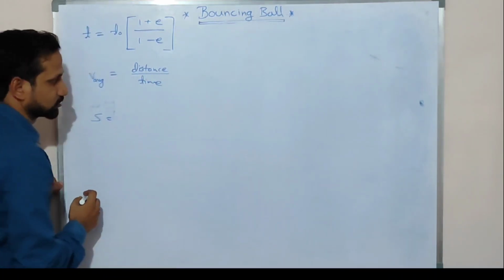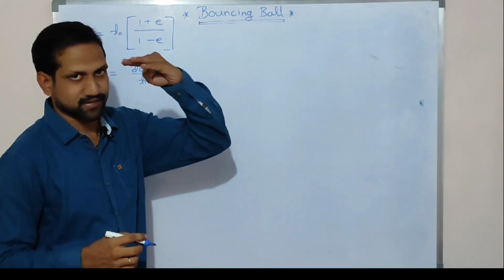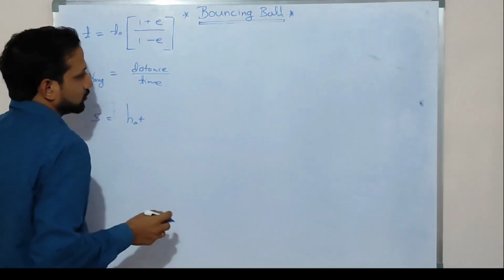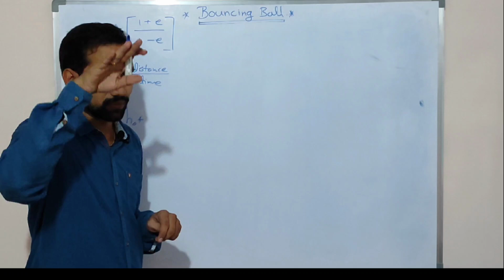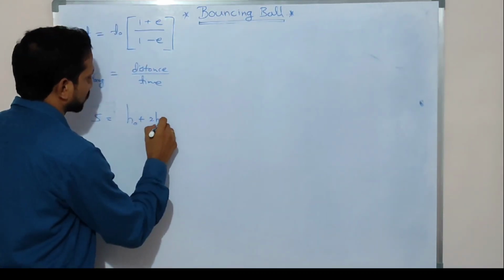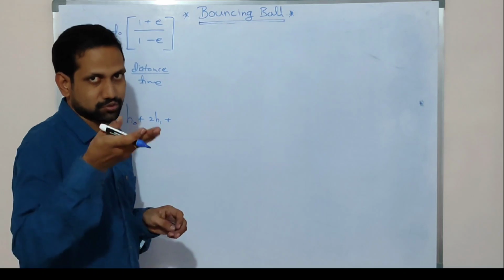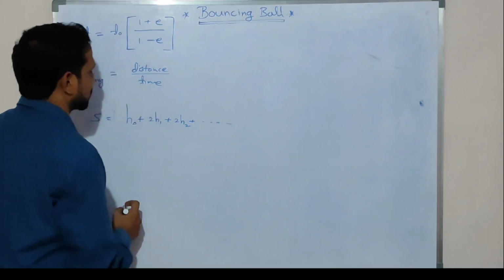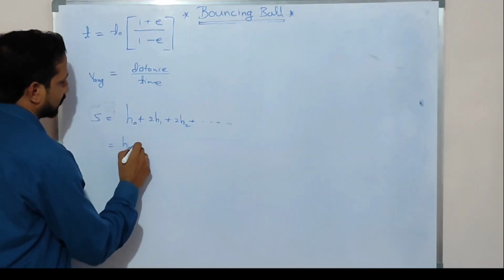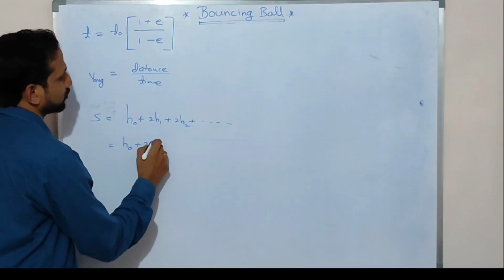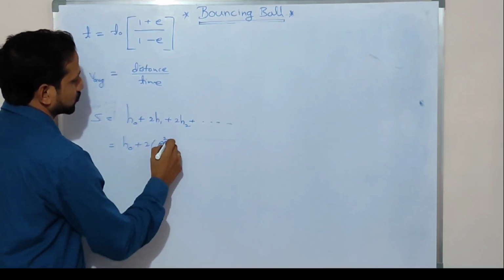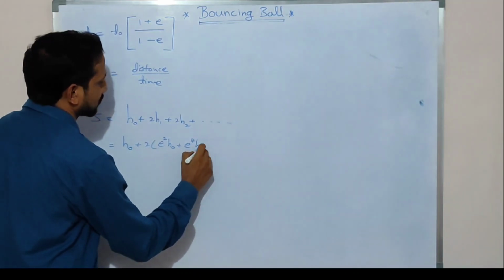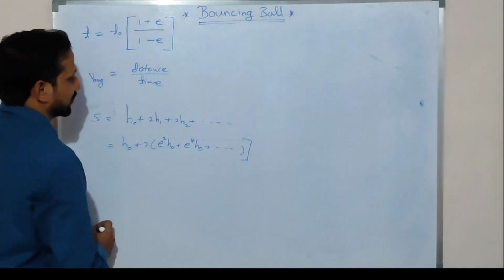The total distance S: we already know that it is coming initially from h naught to the ground, so h naught, plus, when it is bounced the first time it will go up h1 and come back h1, so it will travel 2h1. The second time bouncing it will go h2 and come back, so 2h2, and so on. But as we have already proved, h1 is e power 2 into h naught, h2 is e power 4 into h naught, and so on.